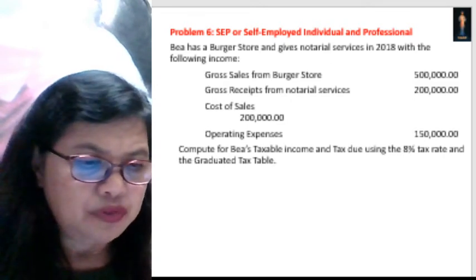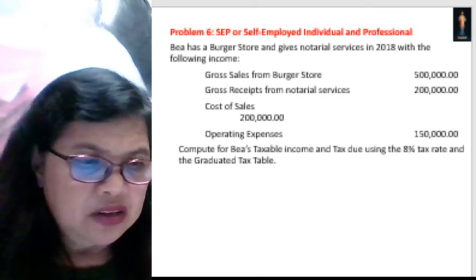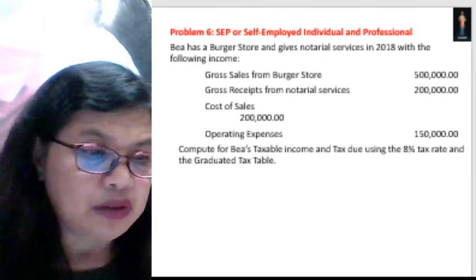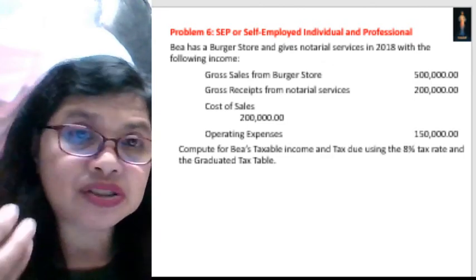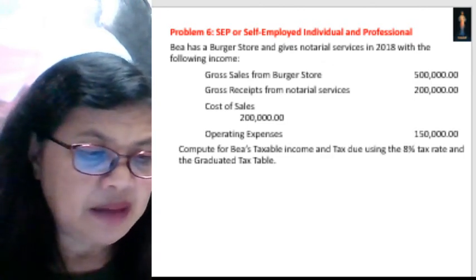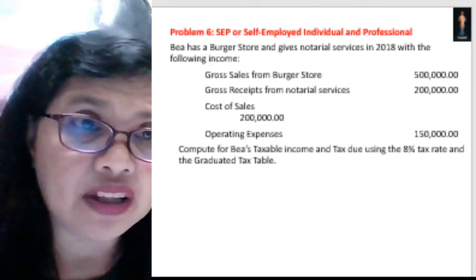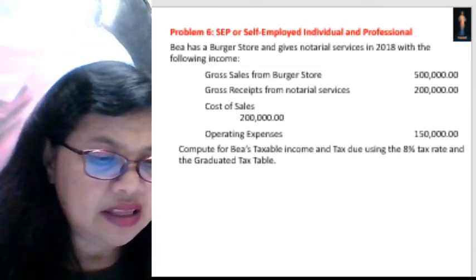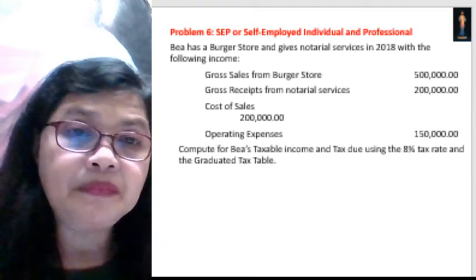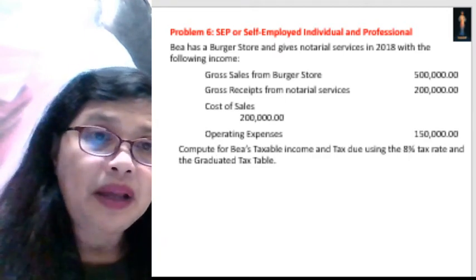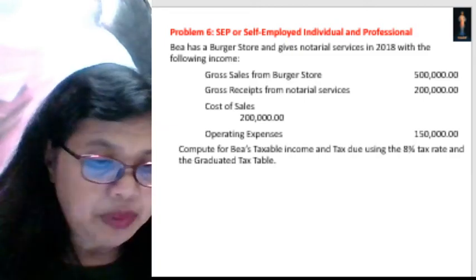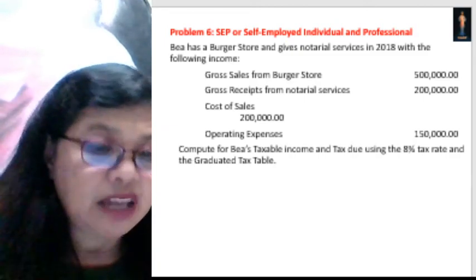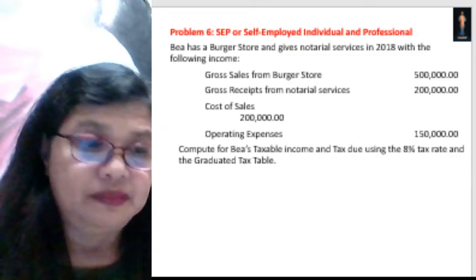We have to compute for the burger store, which is 500,000. The gross receipts is 200,000. We just add them. And how much is the deduction? Okay, there is 250,000 deduction. Then the net taxable income, multiply it by the tax rate of 8%. Okay, the same with the graduated tax table.